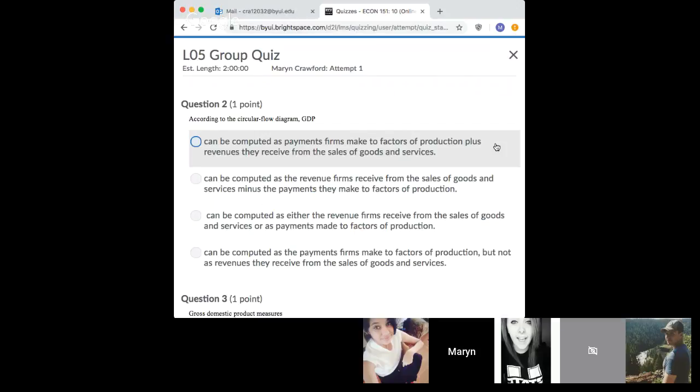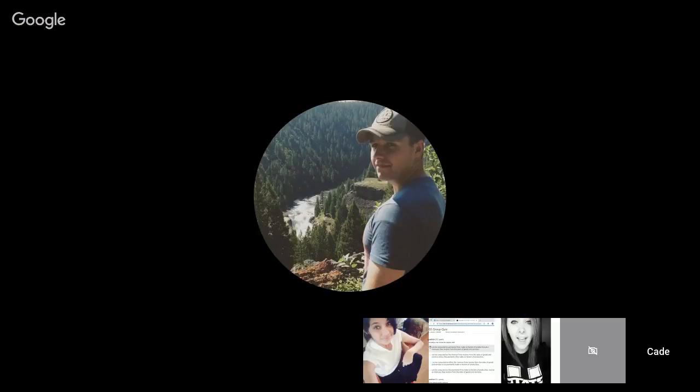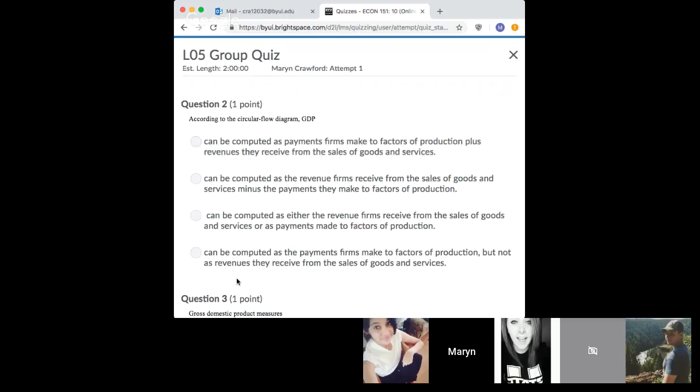Any thoughts, Cade? Sorry. So for this one, I've got D, but it's one of those. It's kind of like the other ones. I really can't justify why I put D there. Okay, we'll come back to this one at the end.